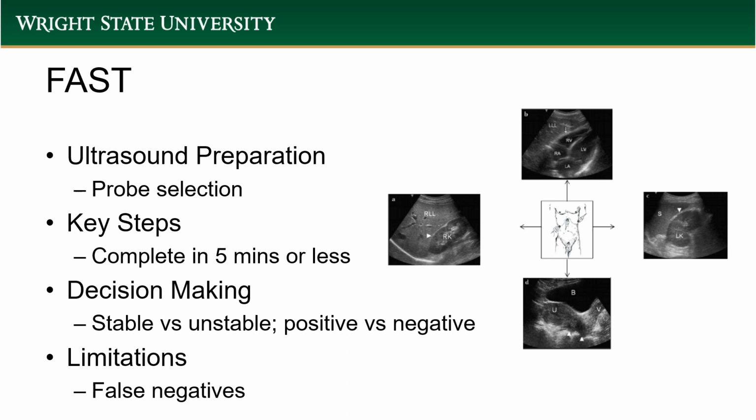Some additional considerations for the FAST exam is to make sure you have the correct transducer selected. So you can use the curvilinear transducer for all of the abdominal windows on the FAST exam. However, you might get a slightly better view if you use the phased array or cardiac probe for the pericardial window, and a better view with the linear probe looking for lung sliding.